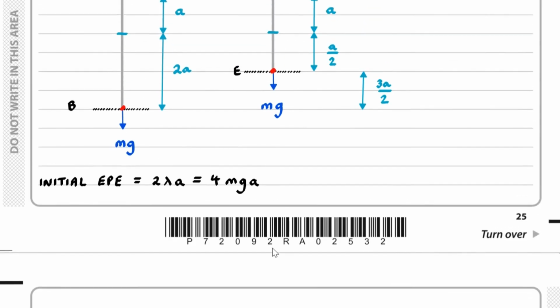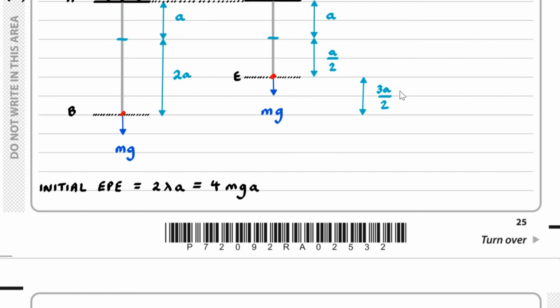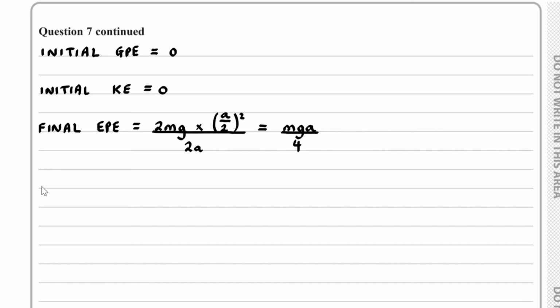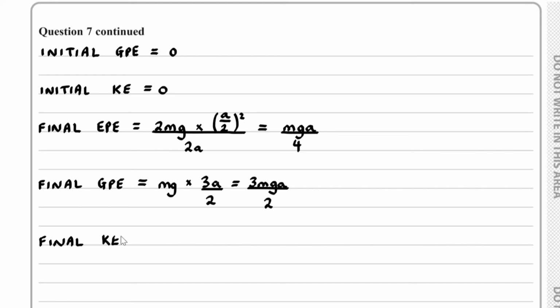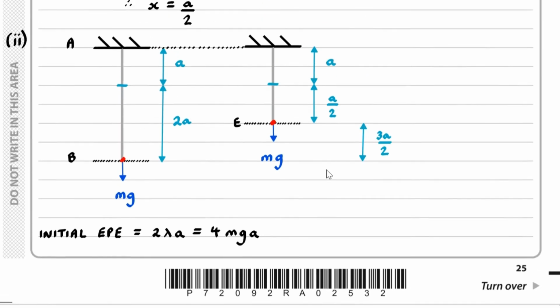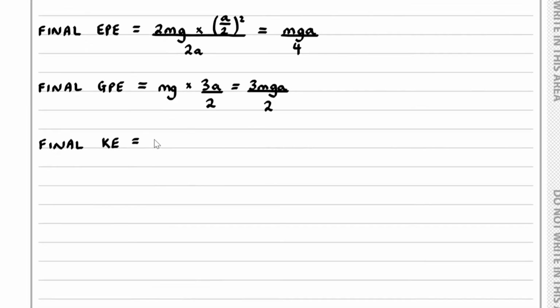Now we can also find the final gravitational potential energy. The final gravitational potential energy is equal to mg multiplied by 3a over 2, which is 3mga upon 2. And the final kinetic energy, well, it's got a speed of v at that point E, and therefore we have mv squared upon 2.